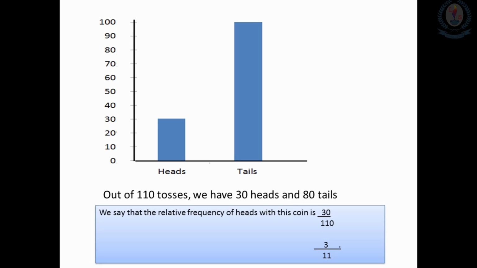Alright, tossing a bent coin gave these results. For this coin, we have 30 heads out of 110 tosses and 80 tails out of 110 tosses. So we say that the relative frequency of heads with this coin is 30 out of 110. In the same way, you can write it for the tails. This 30 out of 110 we can write in the simplest form as 3 out of 11.